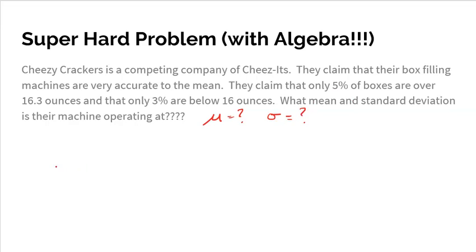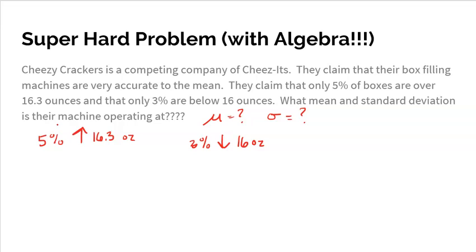We were only given 2 pieces of information. 5% of boxes get over 16.3 ounces. And we were also told that 3% of boxes get under 16 ounces. All right, so based only on these 2 pieces of information, we need to figure out what the mean and standard deviation is. So first we have to understand that we do know z-scores.